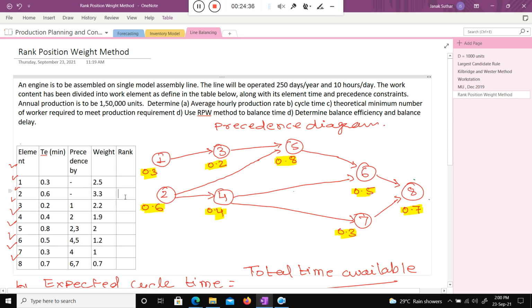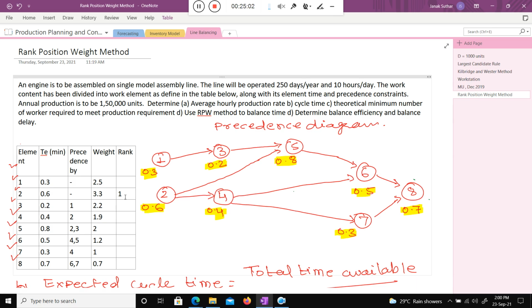Okay, so on what basis will you give the rank? On the basis of the weight you will give the rank. If the weight is higher, then you will give the higher rank, meaning you will give rank 1 to the highest weight. So here 3.3 is the highest weight among all the elements. If I compare with the other element weights, 3.3 is the highest, so there I will give 1.